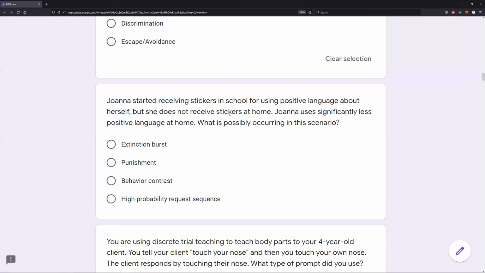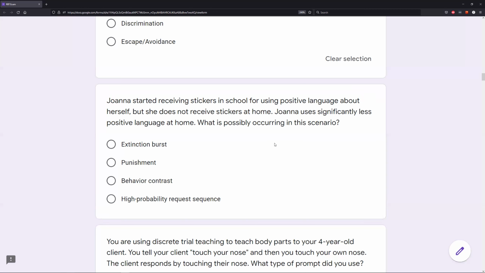In this case, Joanna starts receiving reinforcement, okay, in school, that behavior shoots up. At home, that behavior goes down. Well, of course, right? She's receiving reinforcement for it in one environment and not in the other one, okay? So what is occurring? I just gave away the answer, basically. I gave you a hint, okay? There's a contrast happening, right? One environment behavior is high, one environment behavior is low.